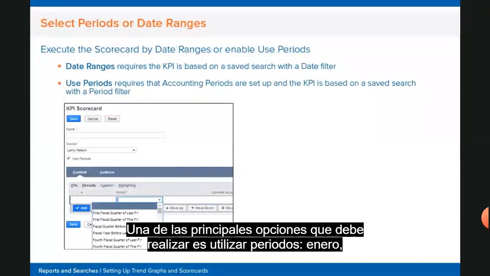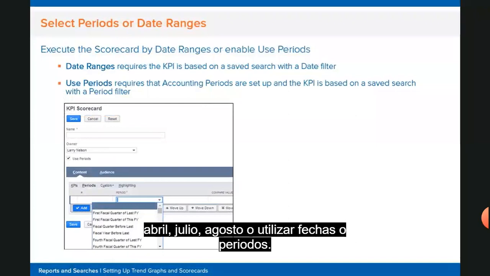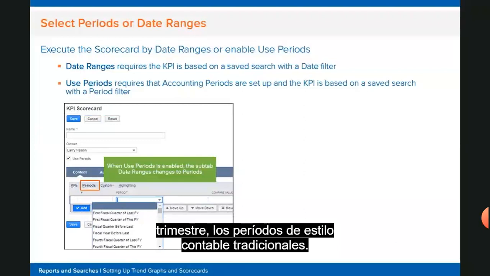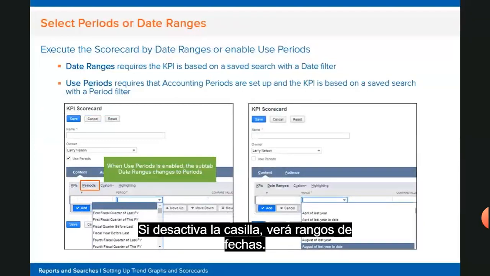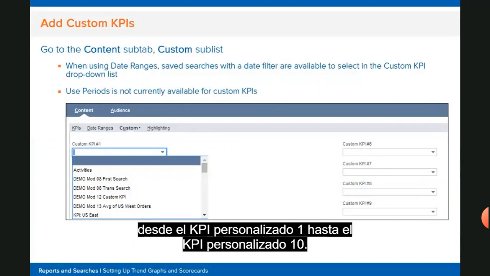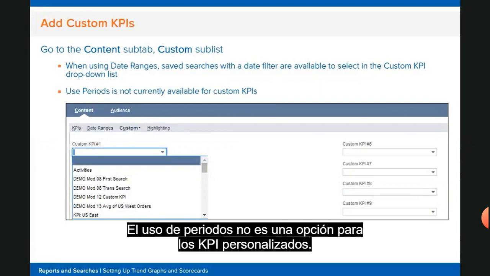A major choice you need to make is, are you using periods, January, April, July, August? Are you using dates, or are you using periods? If you're using periods, you will check the box and you'll see first quarter, last quarter, your traditional accounting style periods. If you uncheck the box, you will see date ranges. If you have custom KPIs, you need to go to the separate subtab and add them in from custom KPI 1 through custom KPI 10. Using periods is not an option for custom KPIs.